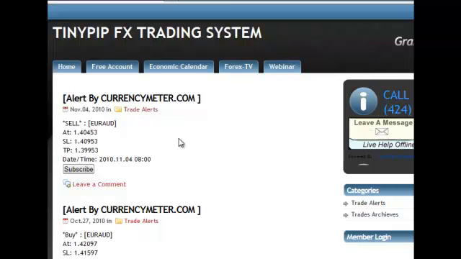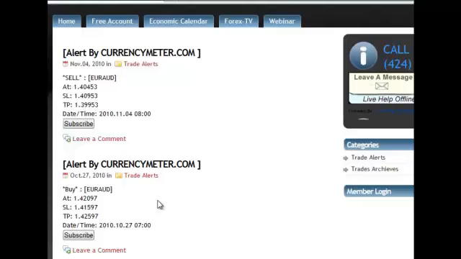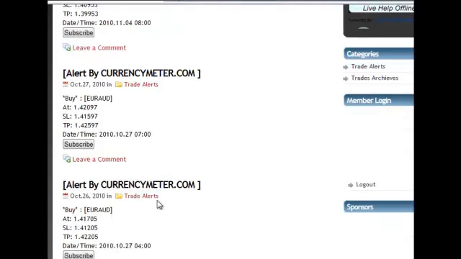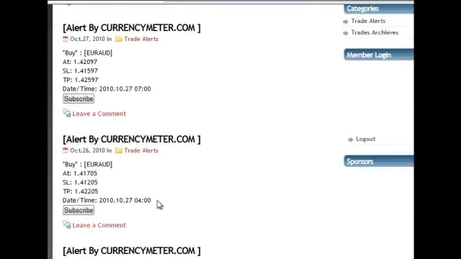Now let's look at this one, for example. By looking at this screen here, on the 26th of October we receive a buy signal for this pair, AUD at 41.70. So the goal is to buy this. Okay, we go ahead and buy it.